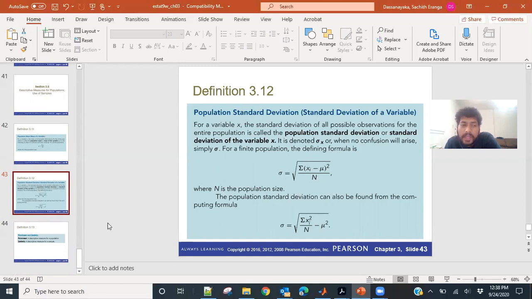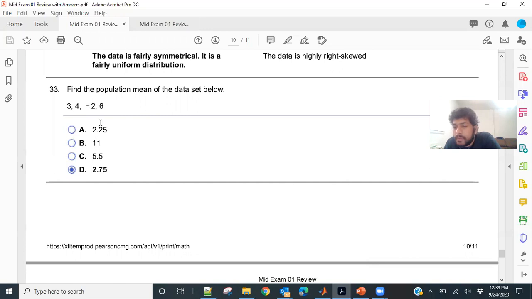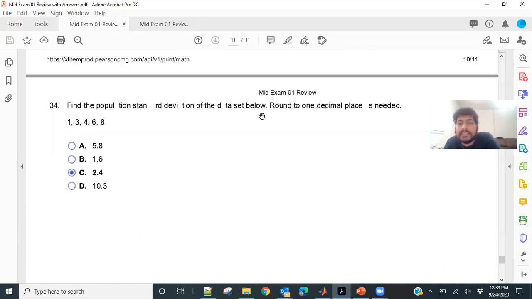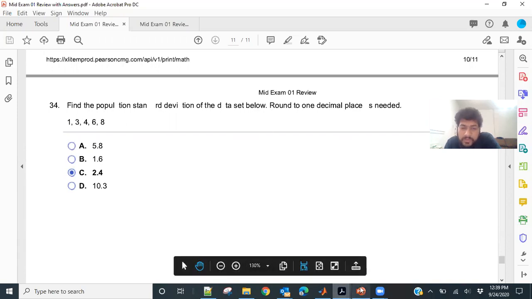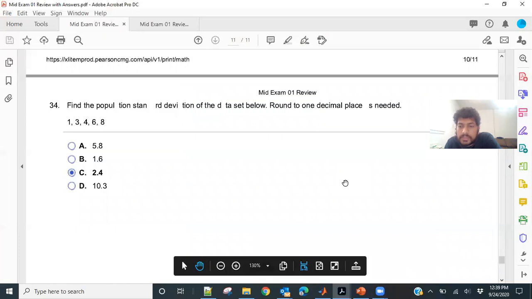Let's see what we have here. Find the population mean of the given data set. So summation xi divided by capital N, the number of observations, you can find the mean. Again, here it is the population standard deviation. So use one of these equations or formulas to find the population standard deviation. So you will be having population mean or population standard deviation kind of questions in your exam.